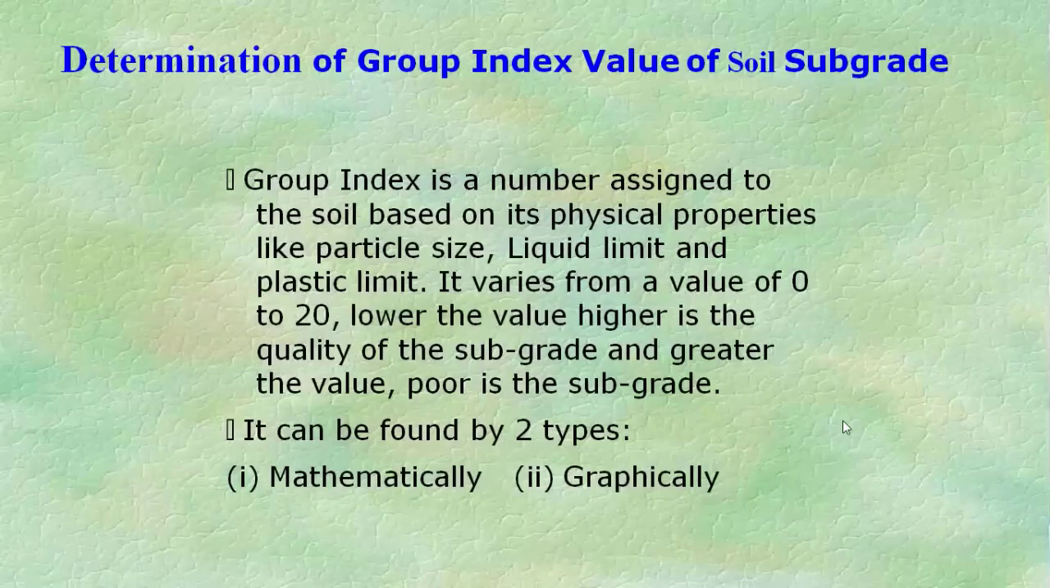Soils are thus assigned an arbitrary numerical number known as the group index, that is GI, which is a function of the percentage of material passing the 0.074 mm sieve, the liquid limit and the plastic limit of the soil, as given in the equation. So we will see that equation. We can find the group index value by two methods: first mathematically, and second graphically.